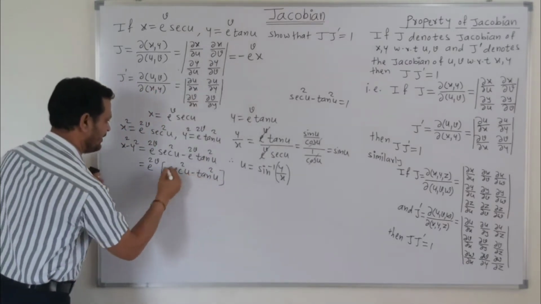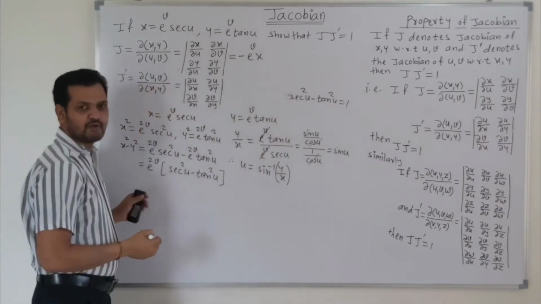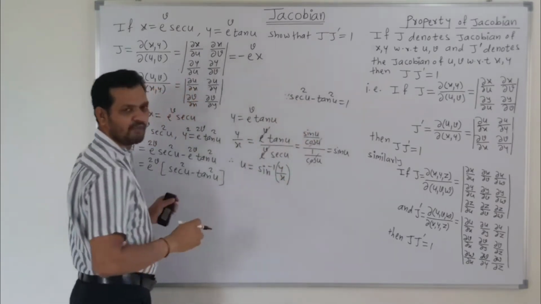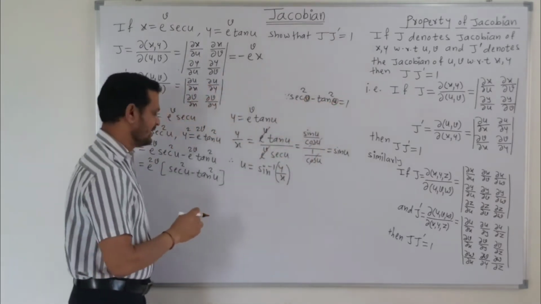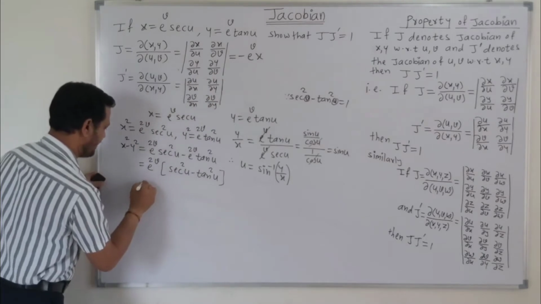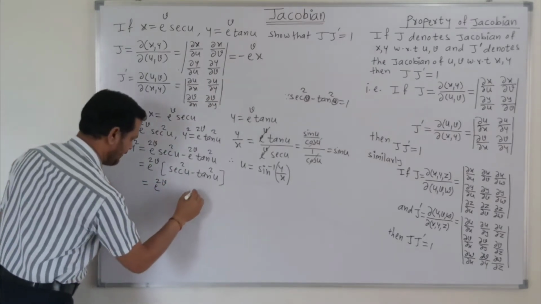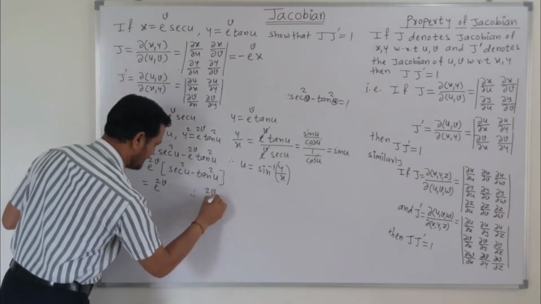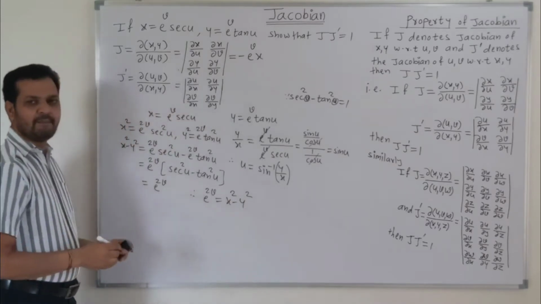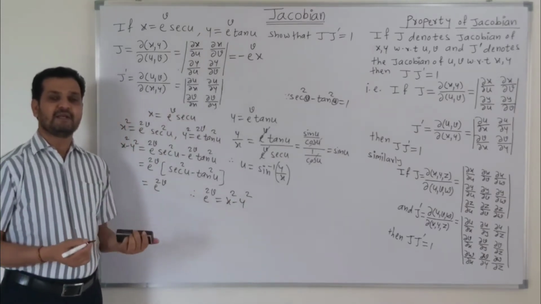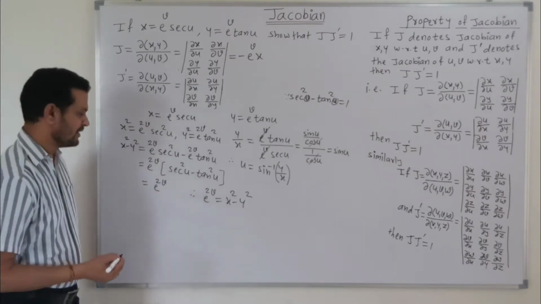Now the value of this term, according to the formula sec square u minus tan square u is equal to 1, or we may call it sec square theta minus tan square theta is 1. According to this formula, this value becomes 1. That means we get e raised to 2v. So therefore we can write e raised to 2v is equal to x square minus y square. But friends, here we are interested in the value of v, and we get v in the power of an exponential function.